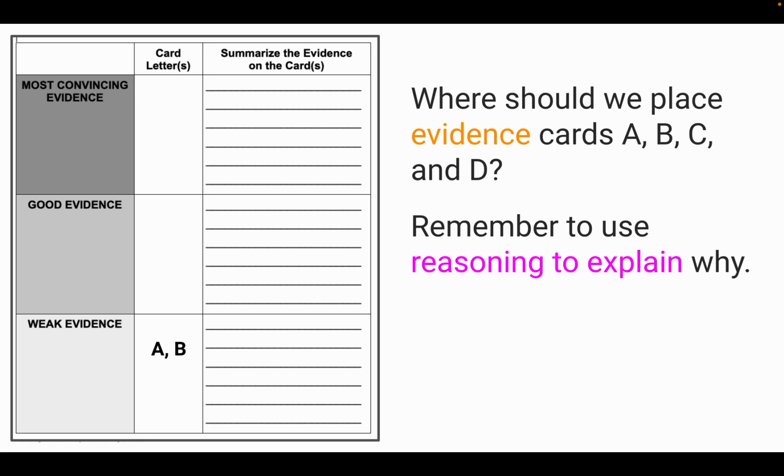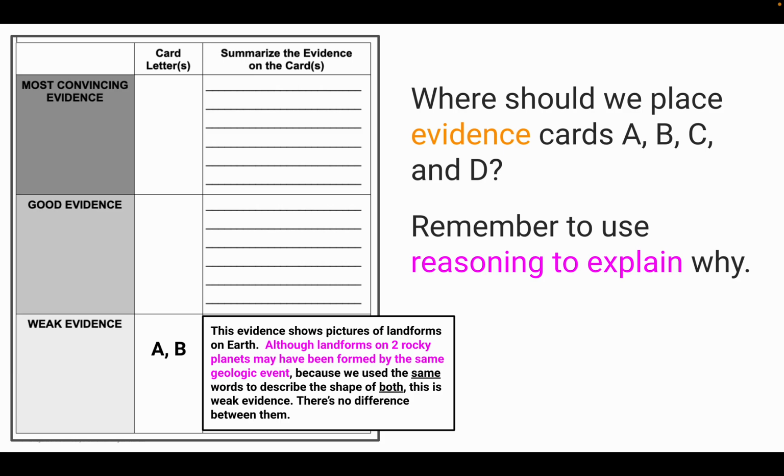And then I'm going to model to you what I want you to say, because we've got to, first of all, summarize the evidence on the cards. Tell me what the evidence is showing. And then we're going to explain or use key concepts to explain why that evidence supports the claim, but it's also in the weak spot. So I said this evidence shows pictures of landforms on Earth. That's the summarization. And then it says, although landforms on 2 rocky planets may have been formed by the same geologic event, that's key concept number 2. Because we use the same words to describe the shape of both, this is weak evidence. There's no difference between them.